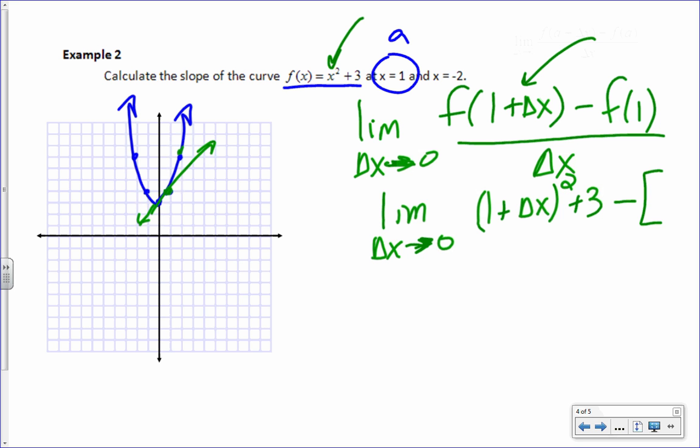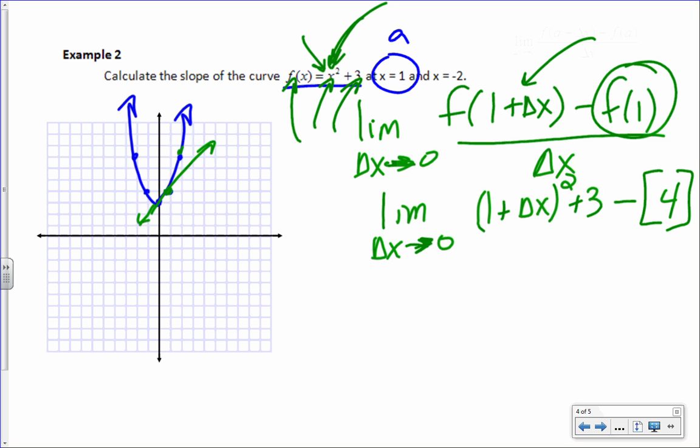minus f of 1. Is f of 1 something I can do? Yeah, you put 1 into the function. What do you get? Put 1 right in there. Yes, I have a question. Well, the first question, where's the 3 come from? For f of 1, that means put 1 into your function. The function's right here. I put 1 in for x, and I got 4. Oh, so you take 1 plus delta x and put it in for x. Yep. And then minus 1.